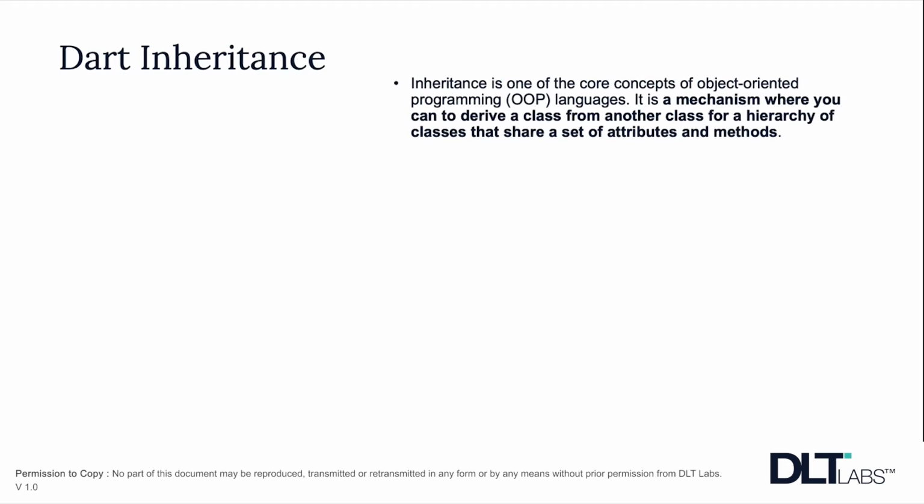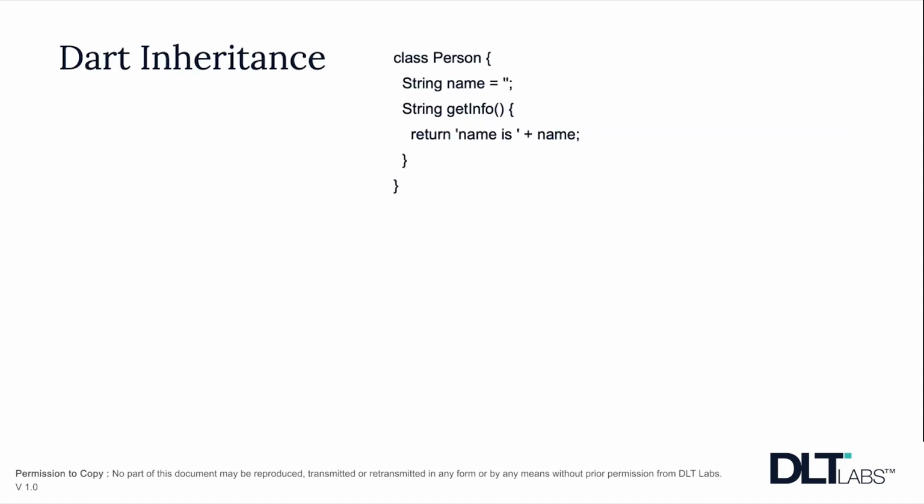Dart inheritance. Inheritance is one of the core concepts of object-oriented programming languages. It is a mechanism where a derived class can inherit behavior from another class. So basically we have a parent class and a derived class, and we can override the methods from the parent class, or we can add our own methods in the child classes. So this is an example where we have a class Person.